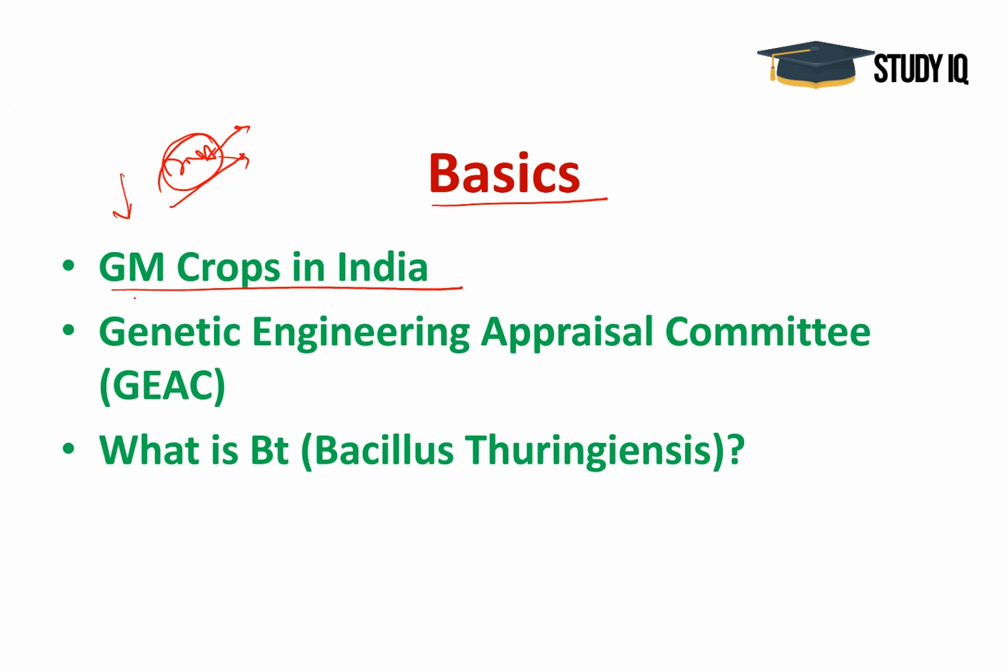In certain videos I have talked about their advantages and disadvantages also. So about the status of GM crops in India, you should know that India has the world's 5th largest GM crop acreage. The world order is like USA is number 1, then we have Brazil, then Argentina, then Canada, and then comes our country India.